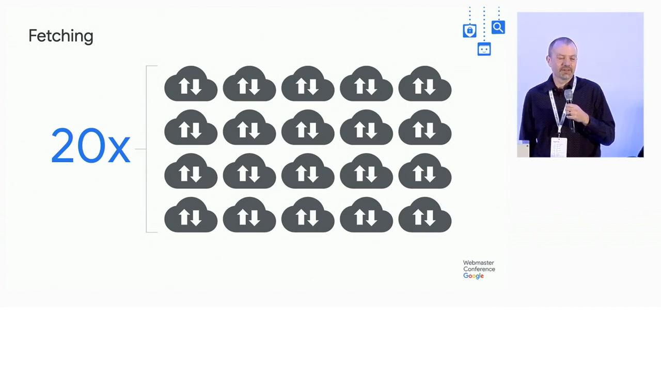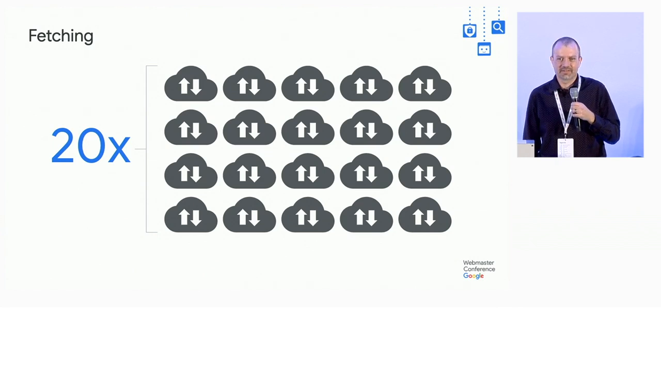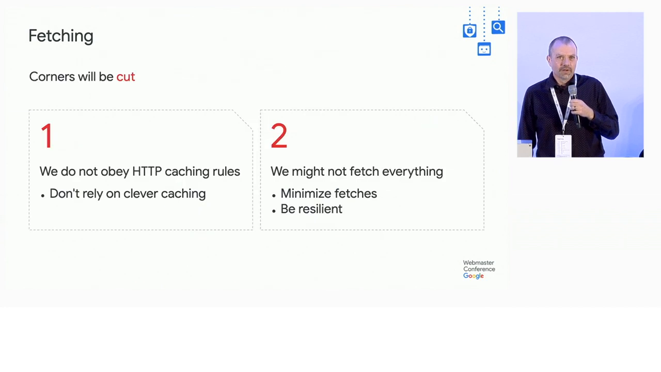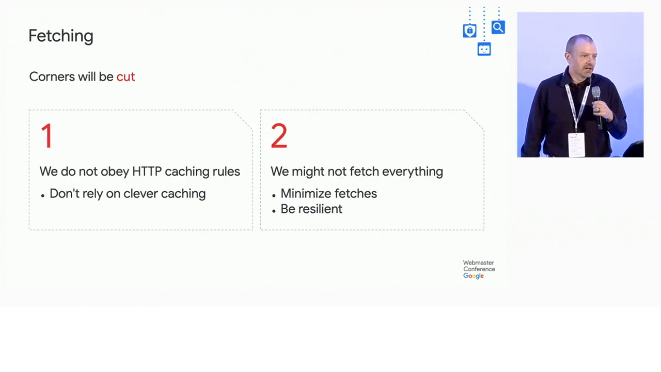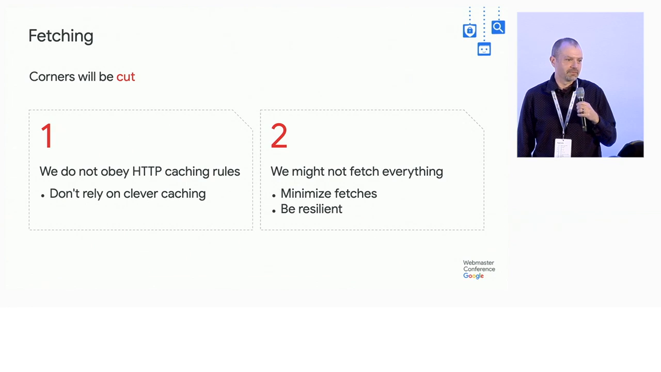So we have to do something to reduce this number, right? This can't stay the way it is. So we cut some corners, right? And the big one that we cut is around HTTP caching.